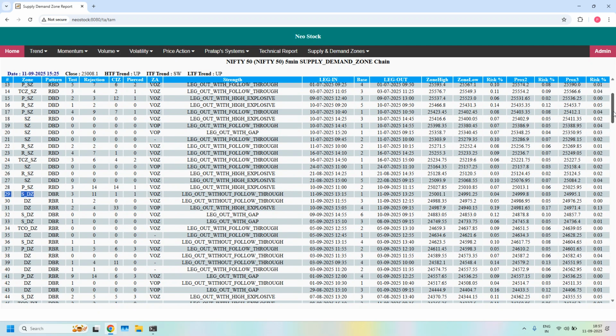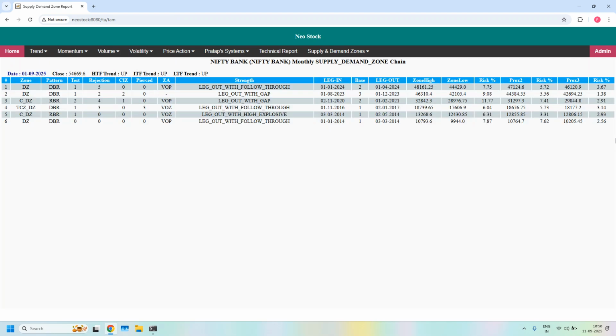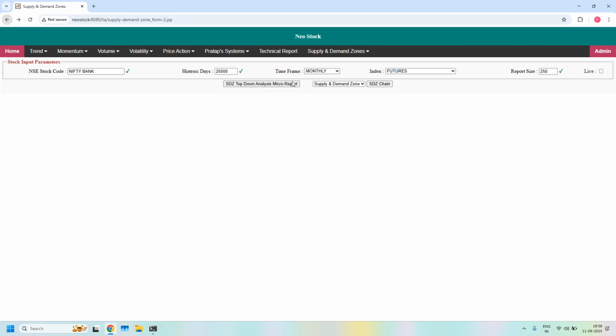Next, I will generate Bank Nifty supply demand zone chain, changing the name to Nifty Bank. That is nothing but Bank Nifty. Generating monthly supply demand zone chain for Bank Nifty. Next, generating weekly supply demand zone chain for Bank Nifty.